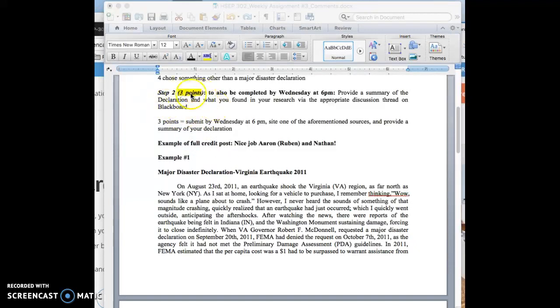So step 2 was worth 3 points, also due Wednesday, as I said. And what did you need to do for 3 points? You needed to submit by Wednesday at 6 p.m. You needed to cite where you got your information from, and provide a summary of the declaration.